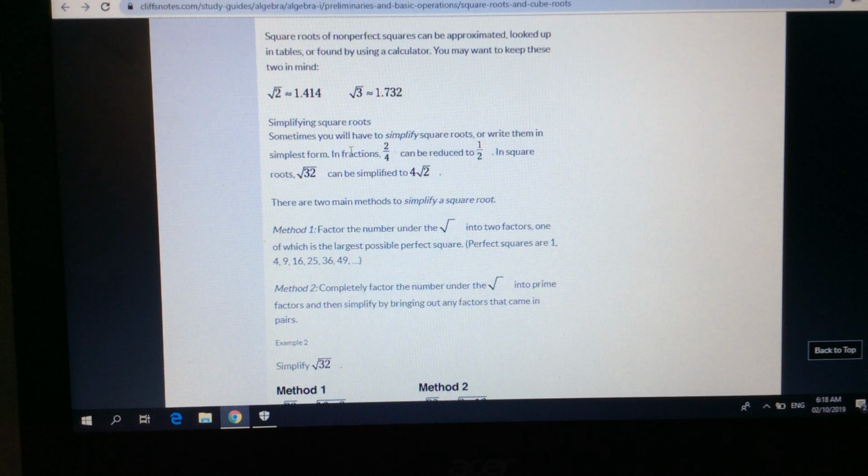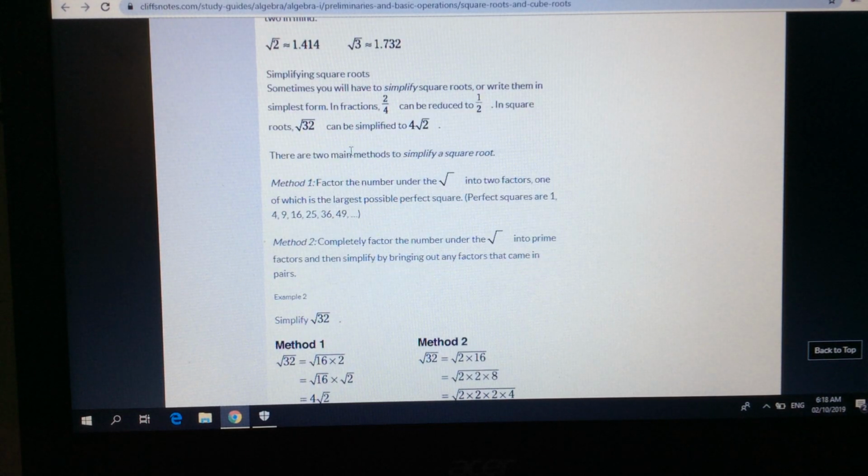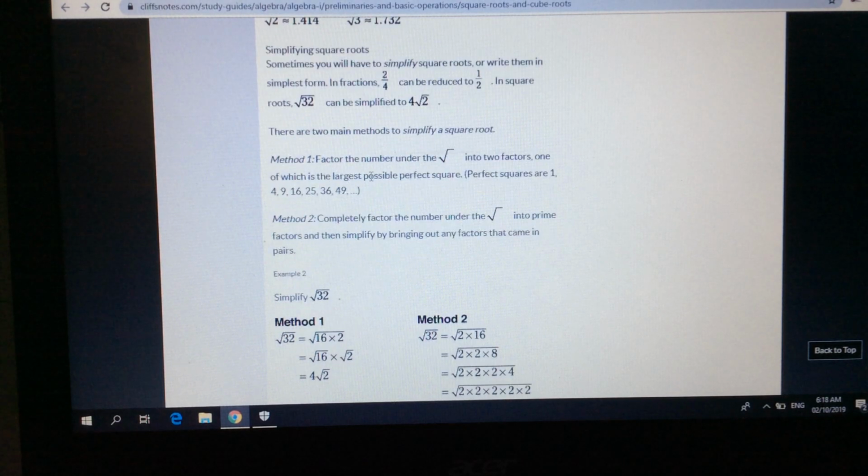So, simplifying square roots. Sometimes you will have to simplify square roots or write them in simplest form. For example, in fractions, 2 over 4 can be reduced to 1/2. In square roots, the square root of 32 can be simplified to 4 square root of 2. There are two main methods to simplify a square root.